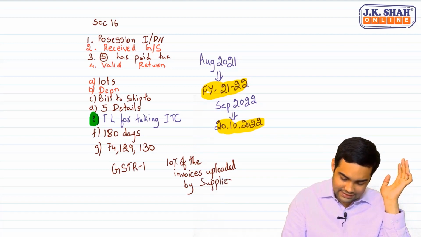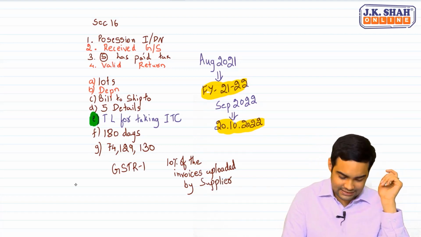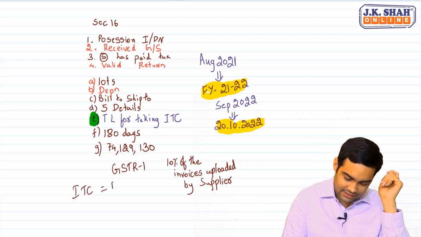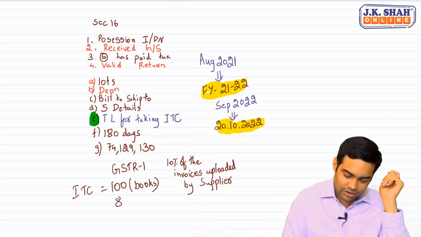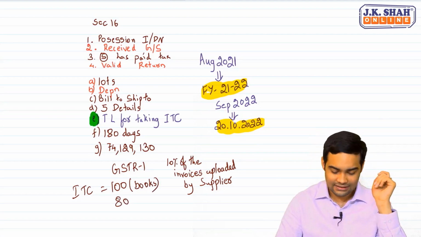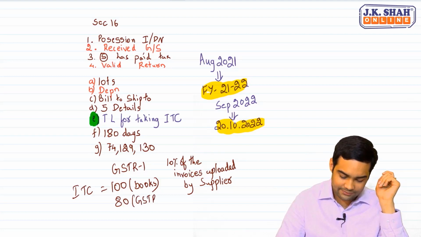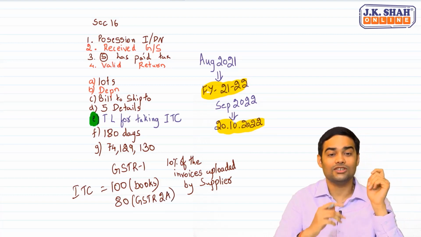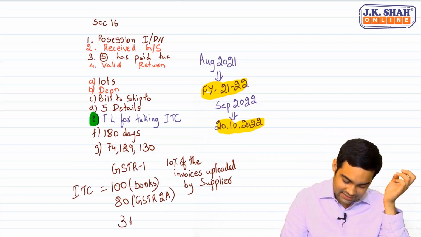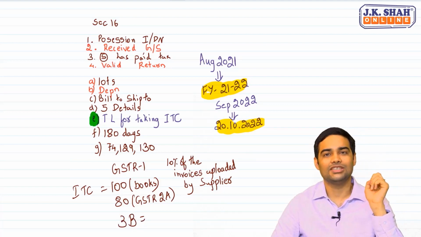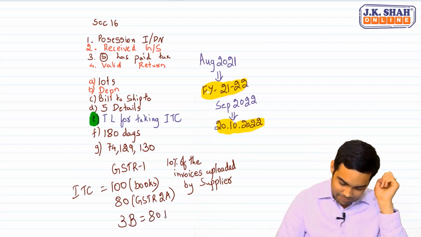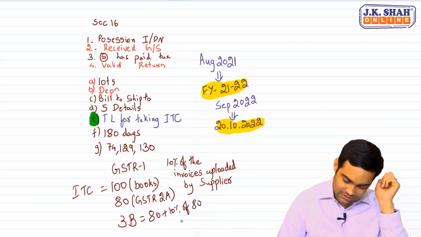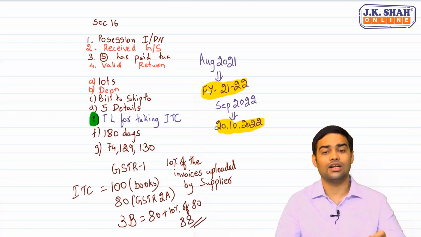For instance, suppose my total ITC as per books is 100. This is as per books. Now my suppliers have uploaded to the extent of 80. This is coming in my GSTR 2A. So GSTR 2A is showing 80 rupees. How much ITC do I claim in GSTR 3B? The ITC which I will claim in GSTR 3B will be 80 plus 10% of 80, which comes to 88. And what about that balance 12 rupees?